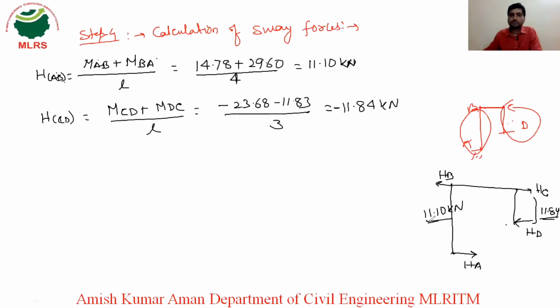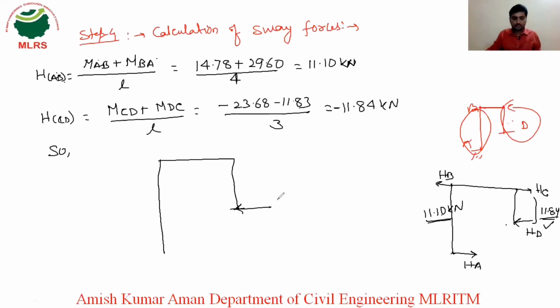Now we have two horizontal forces 11.10 and 11.84. So if you see here, are they balanced? Are they balanced or not? No, they are not balanced. Here 11.84, the value is 11.84 and here the value is 11.10. So if you see the frame now, there is an additional force required.